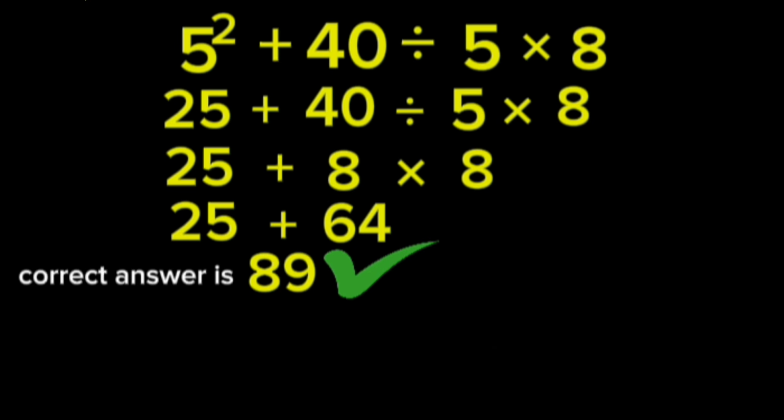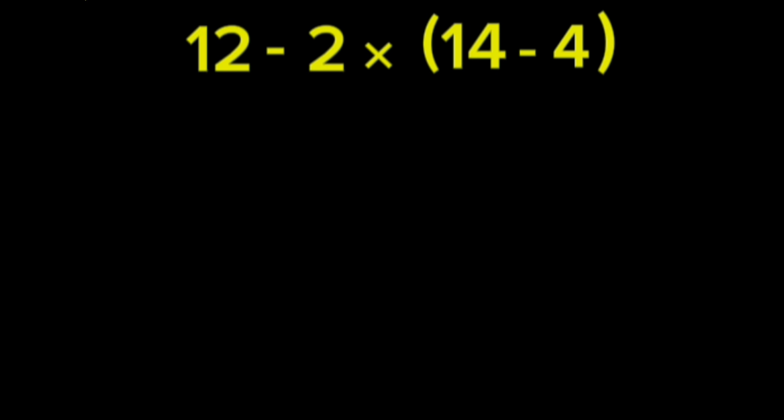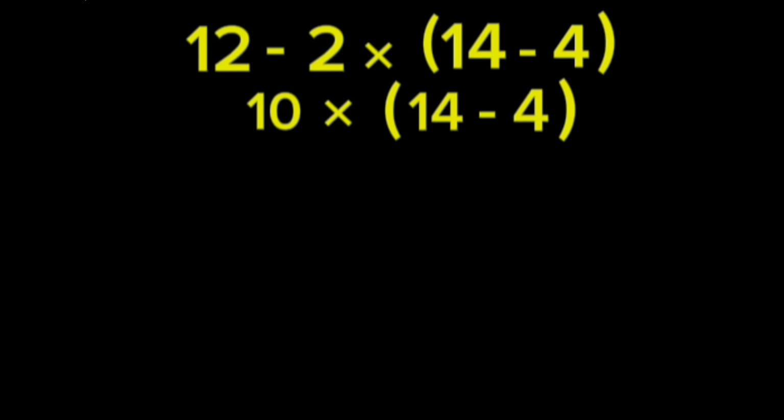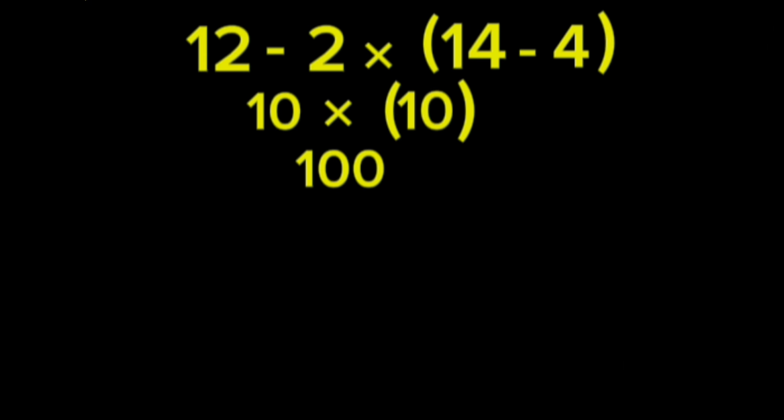Now let's move on to another example. Consider this expression: 12 minus 2 multiplied by (14 minus 4). Again, many people rush and make mistakes. Some people will subtract 12 minus 2 first and get 10. Then they rewrite the expression as 10 multiplied by (14 minus 4). Next, they solve inside the parentheses and get 10. So now it becomes 10 multiplied by 10. And that gives 100. But once again, this answer is wrong. Why? Because they ignored the order of operations.